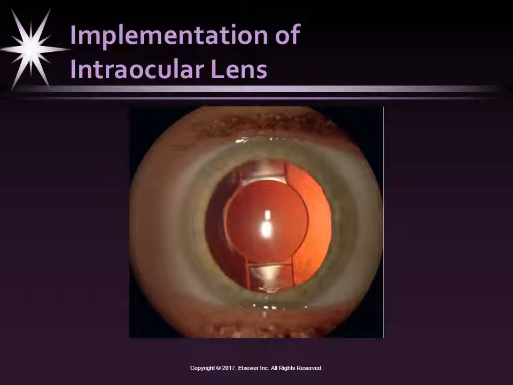Almost all patients have an intraocular lens implanted at the time of cataract extraction surgery. The lens of choice is a posterior chamber lens that is implanted in the capsular bag behind the iris. Antibiotics and corticosteroids may be administered after surgery.